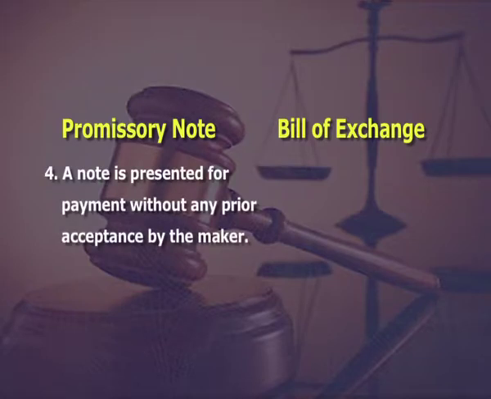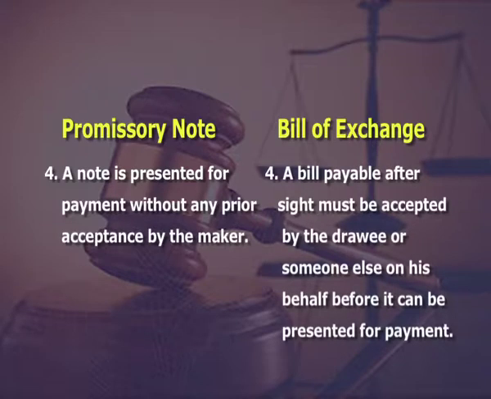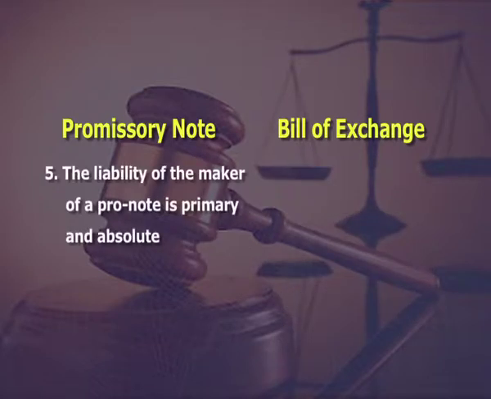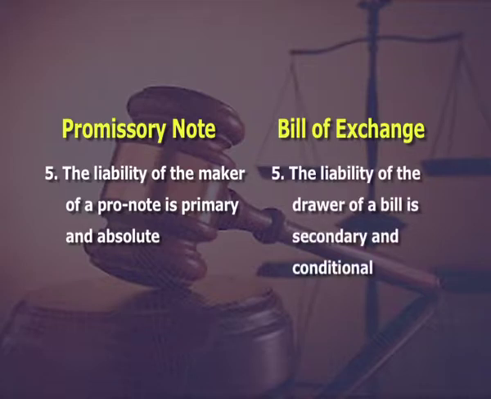Fourth, a note is presented for payment without any prior acceptance by the maker. A bill payable after sight must be accepted by the drawee or someone else on his behalf before it can be presented for payment. Fifth, the liability of the maker of a promissory note is primary and absolute, but the liability of the drawer of a bill is secondary and conditional.